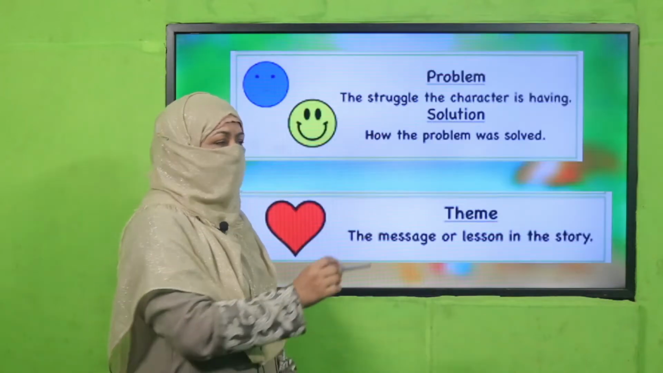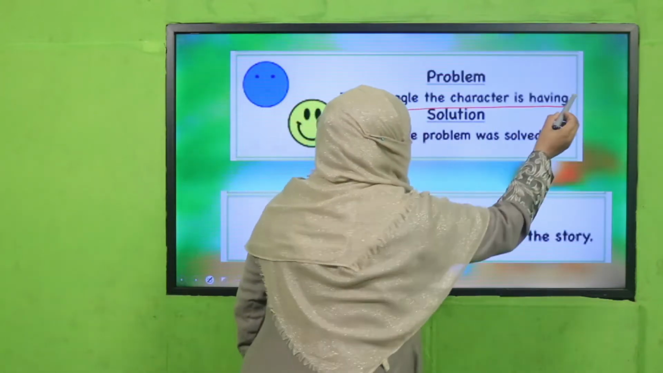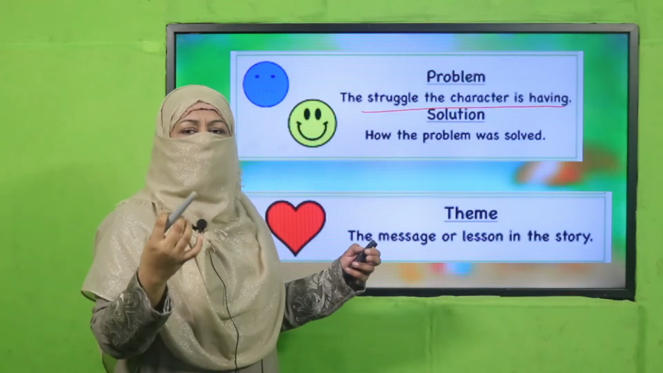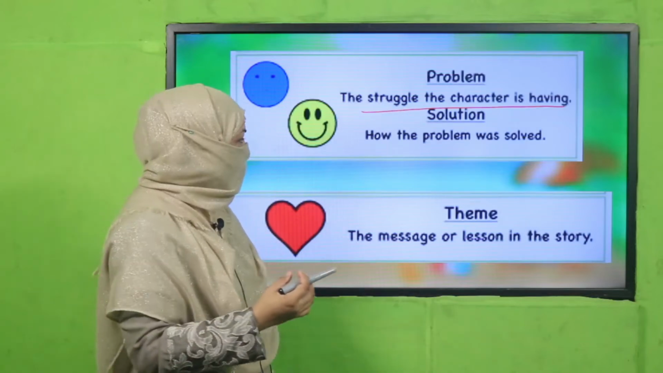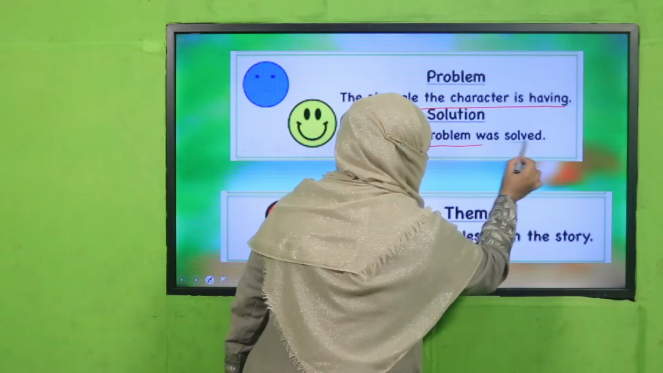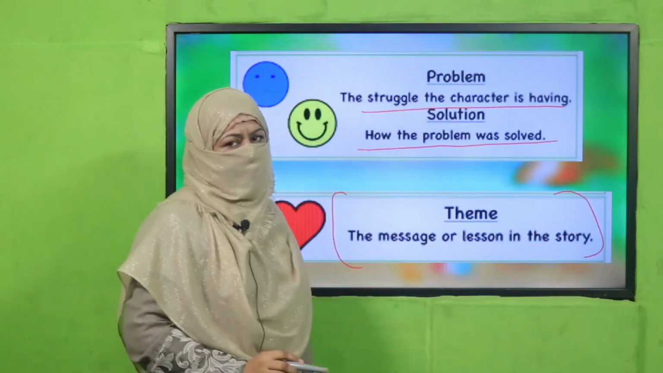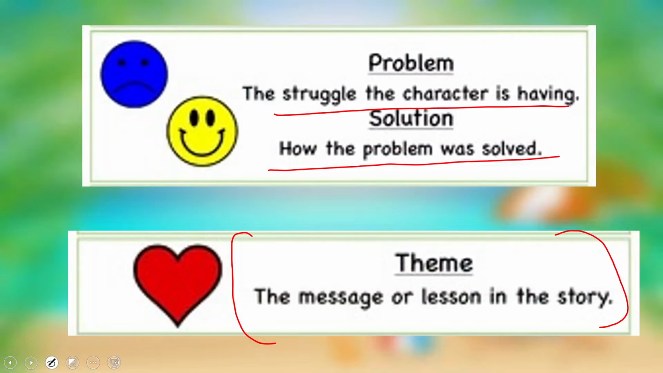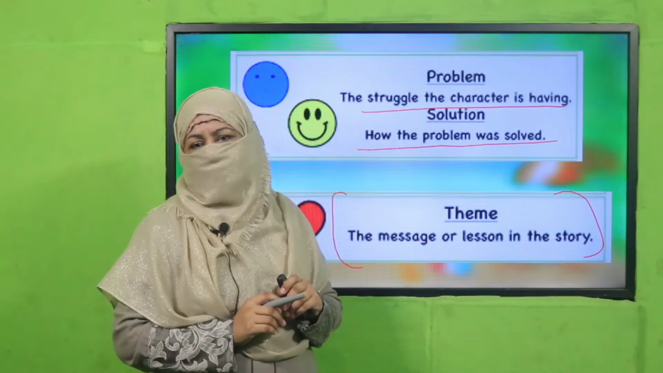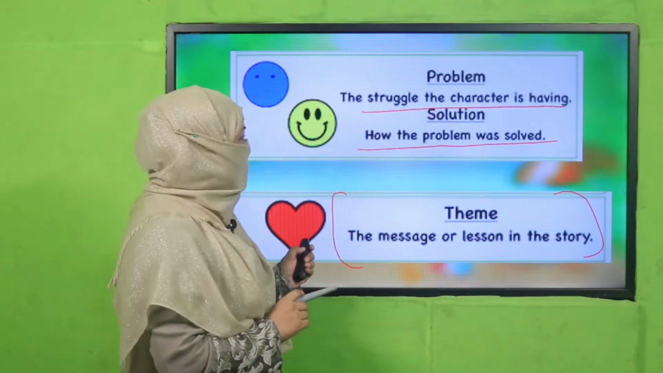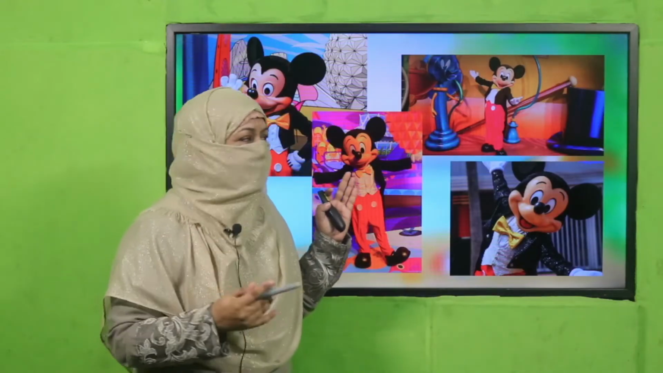And what is the problem? When we tell a story, there must be a problem the character was struggling with, a solution, and what we learned from that story. These are all the things we have to keep in mind while telling or writing a story. Okay, so by keeping these things in our mind, let's see, for example, how we make a story.